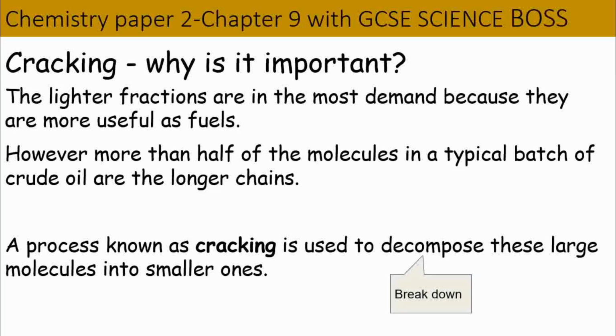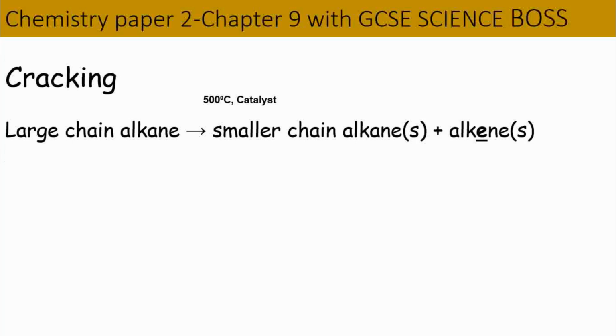Okay, good. Now, this is the general equation for cracking. You have a large chain alkane, and under the right conditions, a high temperature and a catalyst, you will break it down to form smaller chain alkanes and also an alkene. So remember, the alkene has a double bond, and the alkanes have single bonds only.